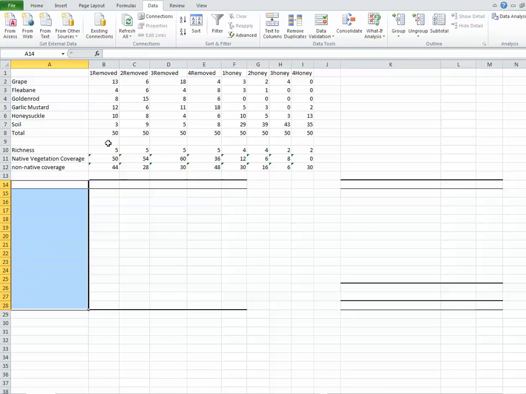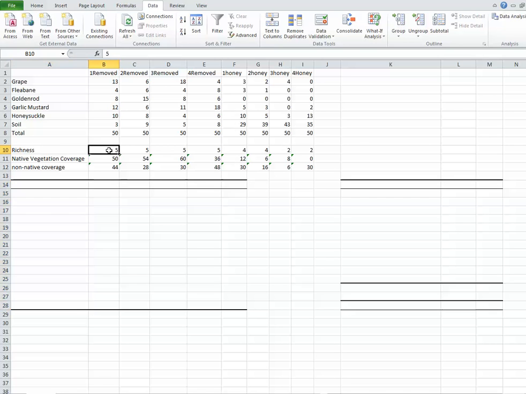So then, down below, I've got a row for richness, a row for native vegetation coverage, and a row for non-native vegetation coverage. And the idea here is that we're probably not going to just compare the amount of grape in areas where honeysuckle has been removed or where honeysuckle is still dominant. We're probably really interested in the number of species where honeysuckle has been removed versus where honeysuckle is dominant, and the native vegetation coverage and non-native vegetation coverage between those two.